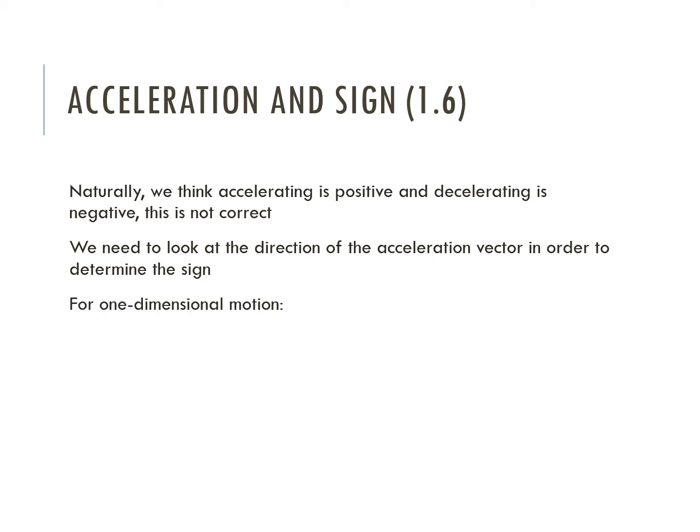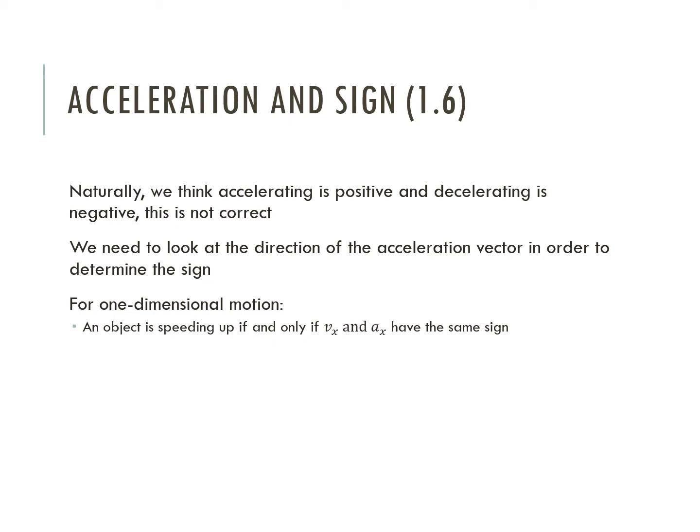So for one-dimensional motion, this is kind of how we can remember acceleration and sign. If an object is speeding up, so that it is getting faster in a given direction, positive or negative, that means that the velocity and the acceleration point in the same direction and have the same sign. The acceleration is working in such a way that the velocity can increase. Again, this can happen in the positive direction or the negative direction.